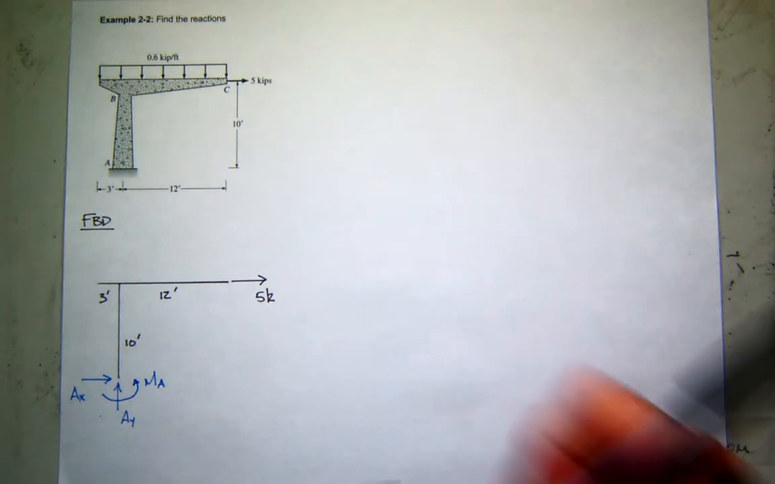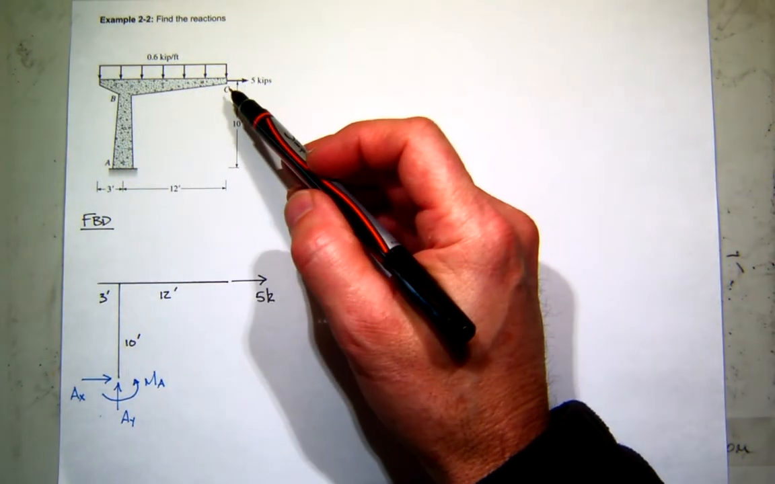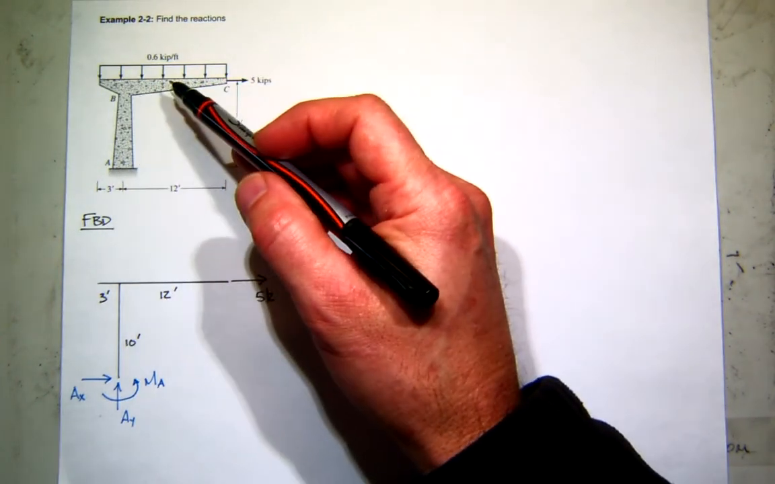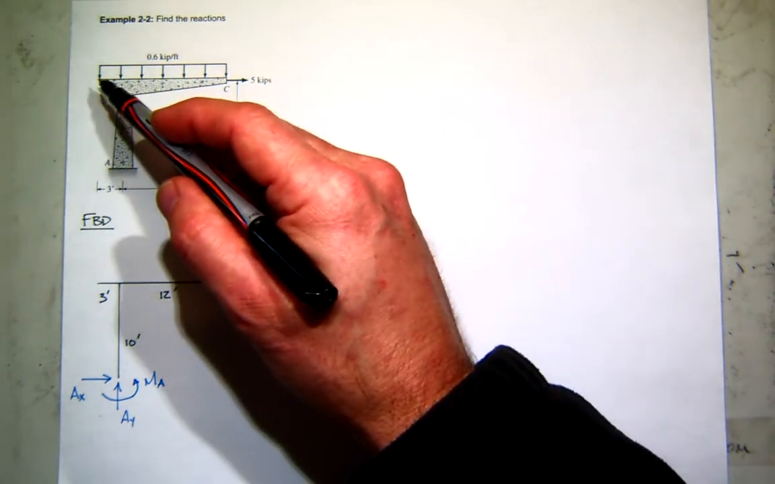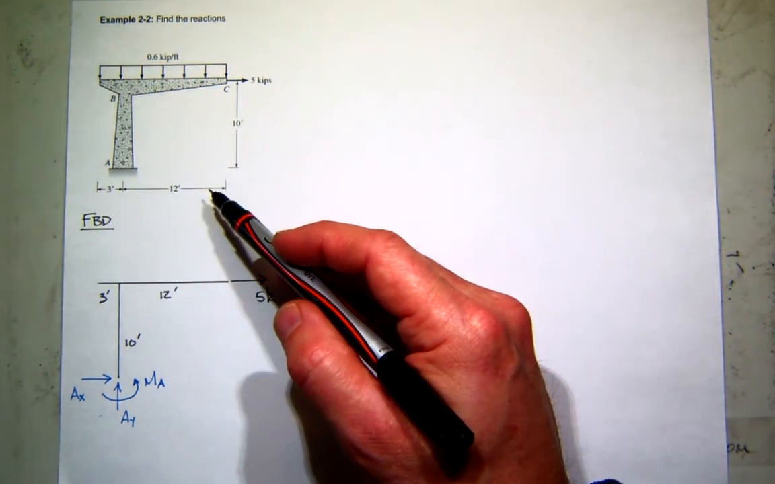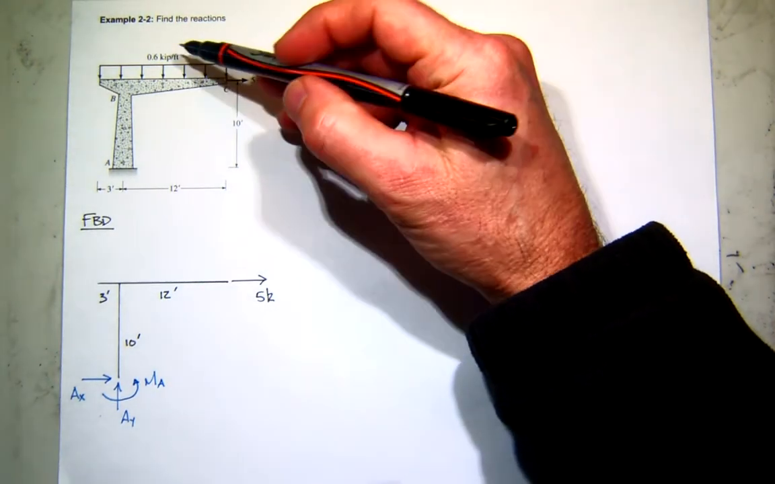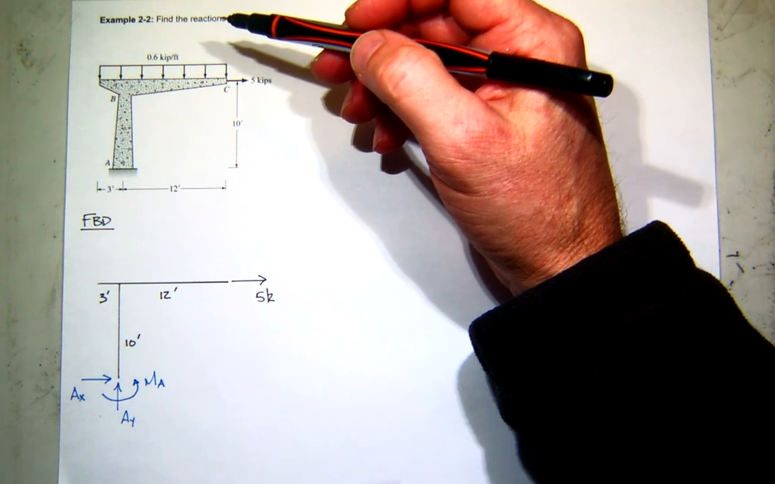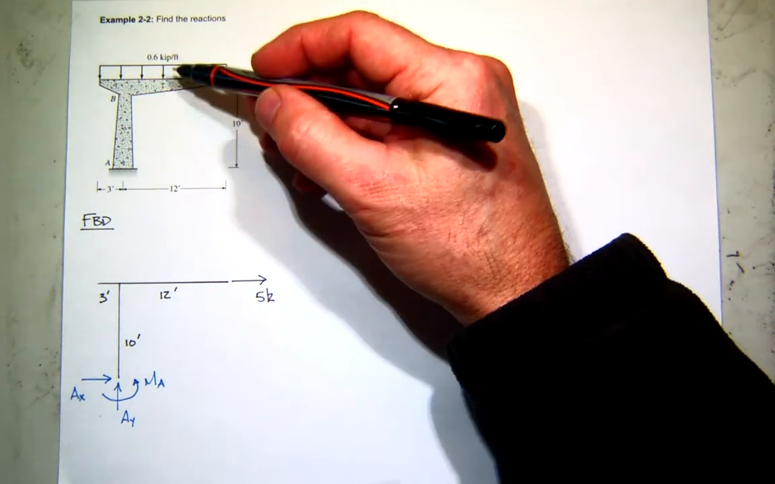And now we have a distributed load across the whole top edge of this roof system. It's rectangular. That's great. We know the area of a rectangle. It's the base times the height. Now the base of this is going to be 3 plus 12. It looks like that's 15 feet. And the height is the intensity of the load, which is 0.6 kips per foot. So that's 9 kips. And it's going to act in the centroid of this.